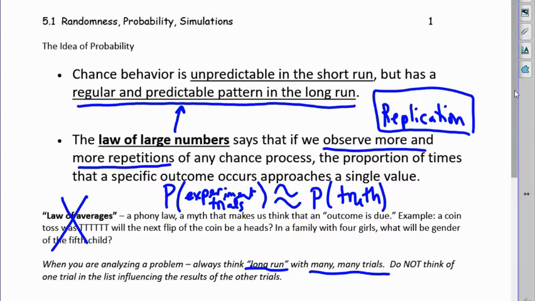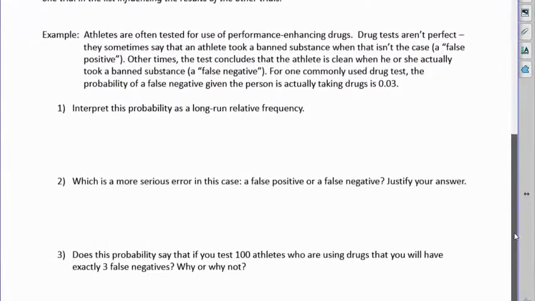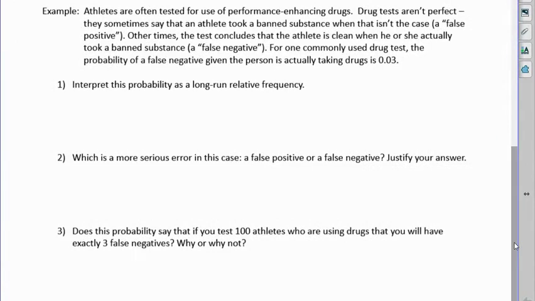So here's a little example to think this through. Athletes are often tested for the use of performance-enhancing drugs. Drug tests aren't perfect. They sometimes say that an athlete took a banned substance when that isn't the case, and that would be a false positive. Other times, the test concludes that the athlete is clean when he or she actually took a banned substance, a false negative.